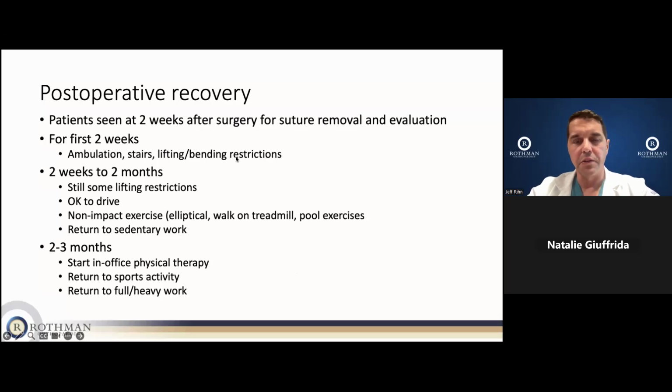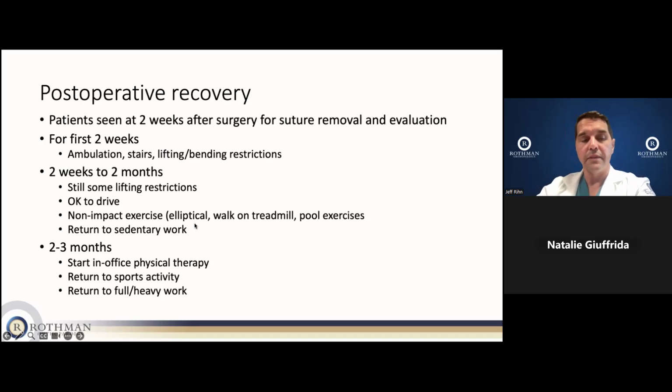Recovery from these different procedures is variable. The disc herniation patients get better quicker. Obviously, the scoliosis patients with the bigger surgery takes a little longer. All the patients are seen at 2 weeks after surgery. They have their sutures removed, get x-rays. For the first 2 weeks, patients are allowed to ambulate and do stairs, but there are some lifting and bending restrictions. From 2 weeks to 2 months, still some lifting restrictions, but it's okay to start to drive after 2 weeks, and do some non-impact aerobic exercise and return to sedentary work.